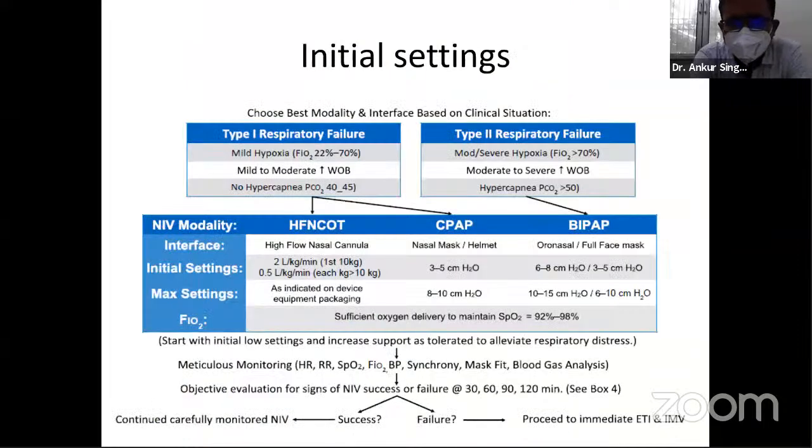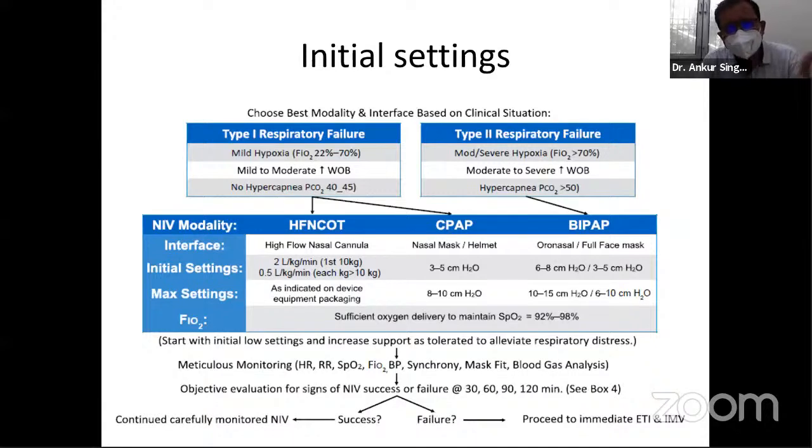Whatever we have read till now, this is the summary of the slides. Whenever a child comes in an emergency, remember the first case: a 6-year-old child came in the emergency with fever and respiratory distress, with tachypnea, with tachycardia, and with the following saturation. We have to decide type 1 respiratory failure.